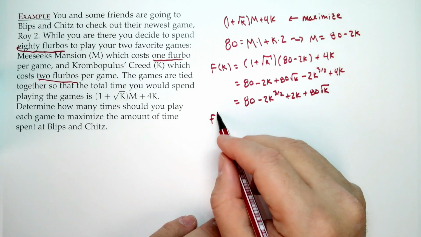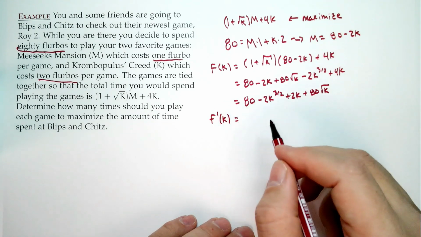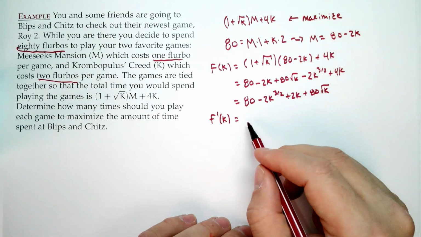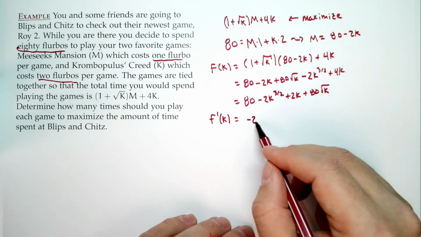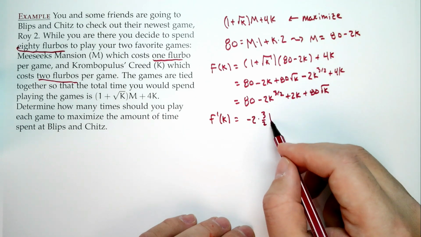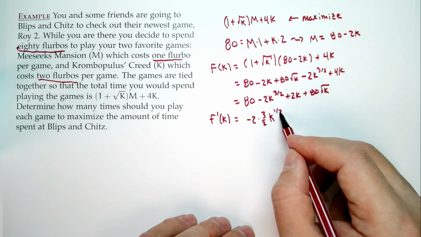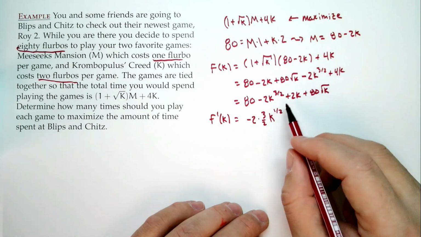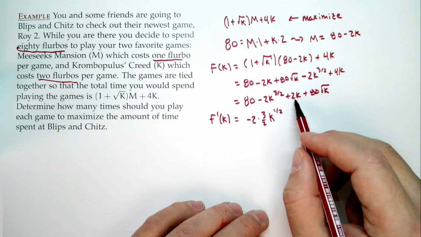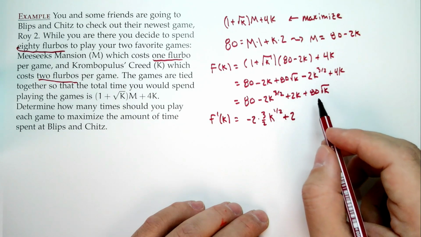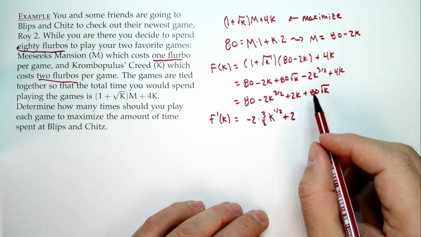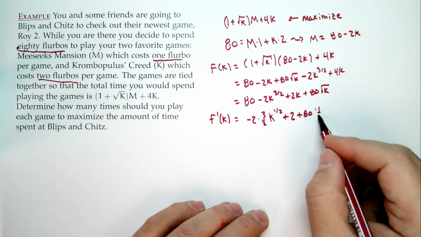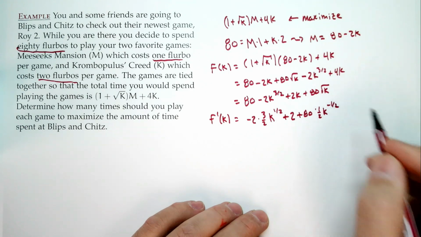Our derivative as a function of k is equal to, well, derivative of 80, gone. Constant. And minus 2 times 3 halves times k to the 1 half. Then what comes next? Well, it'll be plus 2. And then finally, we have plus 80, and the derivative of k to the 1 half, which is 1 half k to the minus a half.